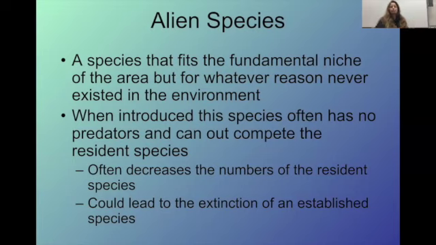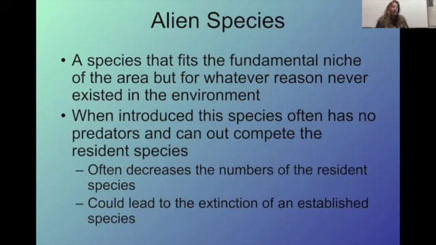Alien species are brought in for a variety of reasons. Often they're brought in for food sources. So when we talk about the Kittredge fungus in California, that was caused by an alien species, the bullfrog, that was brought by miners from the Midwest as a food source.